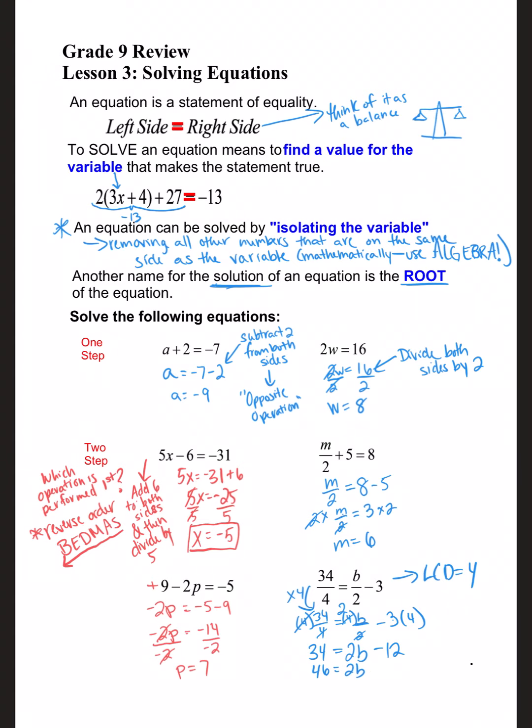And then finally we've got to clear that 2. So we're going to divide both sides by 2. I'm just going to finish it up over here. So those 2's will cancel out on the right, and you'll be left with 46 divided by 2 is 23, is equal to b.